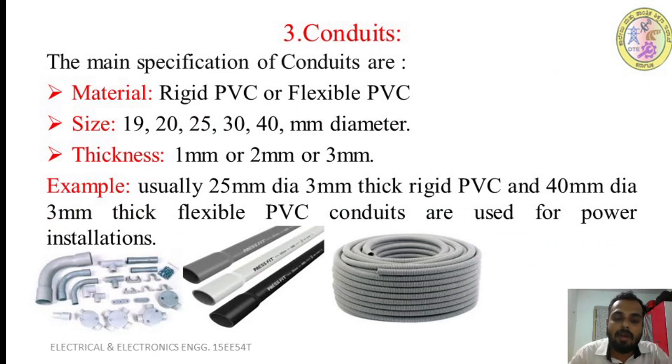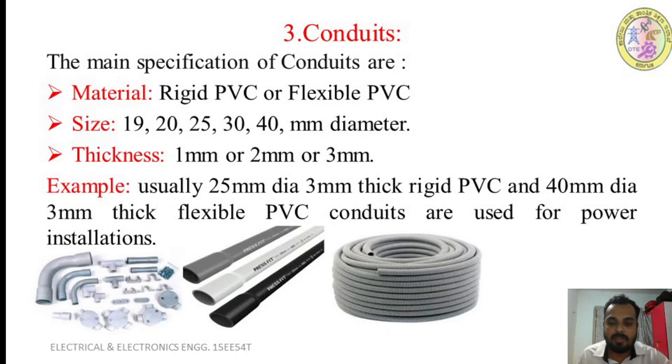So next we have conduits. Conduits means the pipes through which the cables are run. That is nothing but a conduit. The main specifications of conduits are, first, the material. It may be rigid PVC or flexible PVC. The size of the conduits is 19, 20, 25, 30, 40 mm diameter.